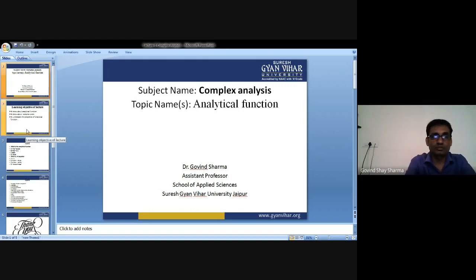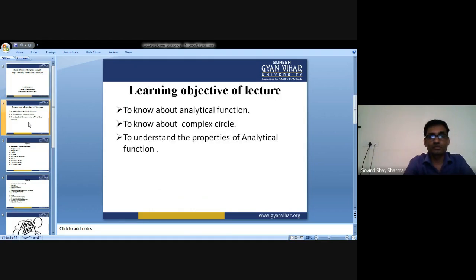So the objective of complex analysis is to know about the analytical function, to know about the complex circle. Complex circle means a complex number also makes a circle, to define the circle, and to understand the properties of analytical function. And after this, we have five important questions for you in a quiz. So let us start with our lecture.